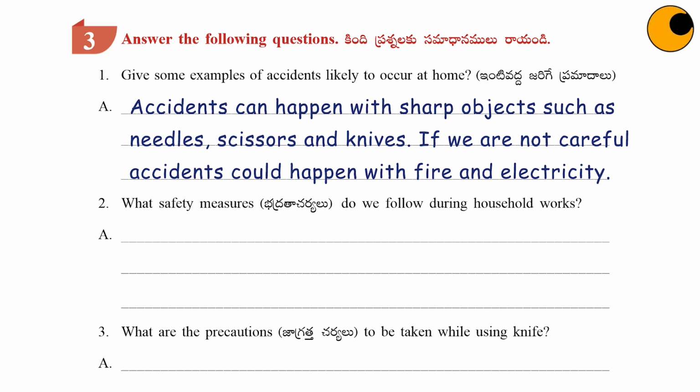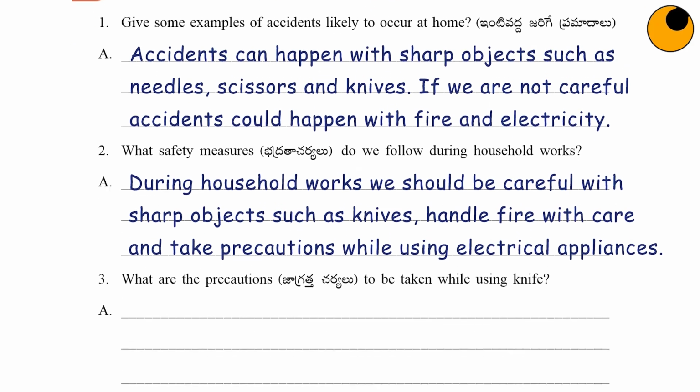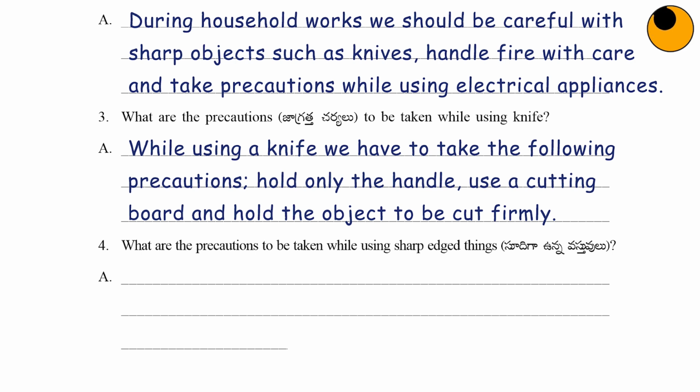What safety measures do we follow during household works? During household works, we should be careful with sharp objects such as knives. Handle fire with care and take precautions while using electrical appliances. What are the precautions to be taken while using knife? While using a knife, we have to take the following precautions. Hold only the handle. Use the cutting board and hold the object to be cut firmly.